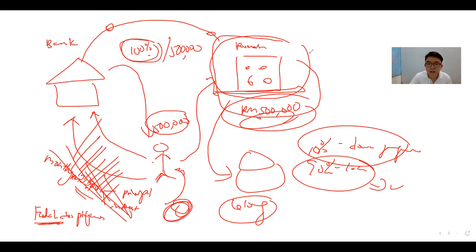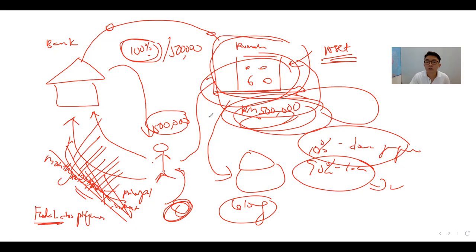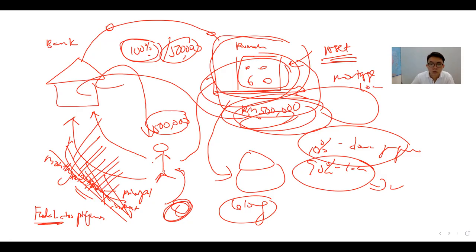Why? Because this is an asset. The house is an asset. And anytime that if you cannot pay back the money, the bank will take this asset and sell for this 500,000 ringgit to cover dia punya money ini. All right. So that's something like gadai janji lah. So this house, we call it something like a mortgage loan. A gadai janji. Mortgage loan. Okay. So come back to here.